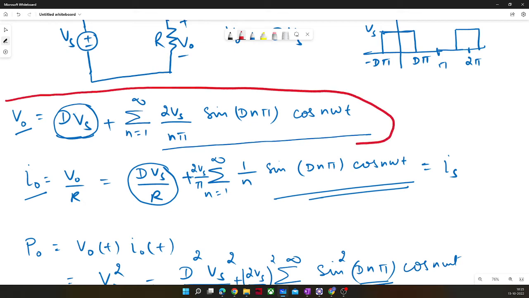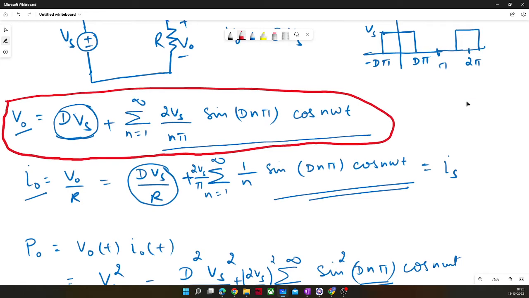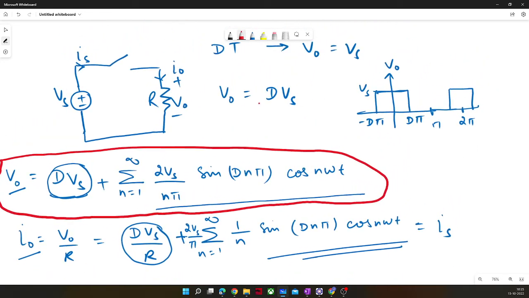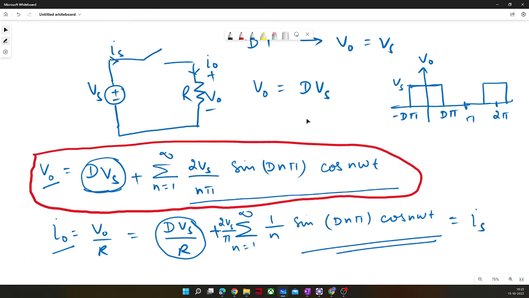This expression, I think you should either be perfect in solving instantly, or you can remember it as a reference expression. For this kind of waveform, you can take this expression as a reference so that we can use it anywhere. Because all power electronics circuits and waveforms are like a square type of thing, so you will be able to use this.